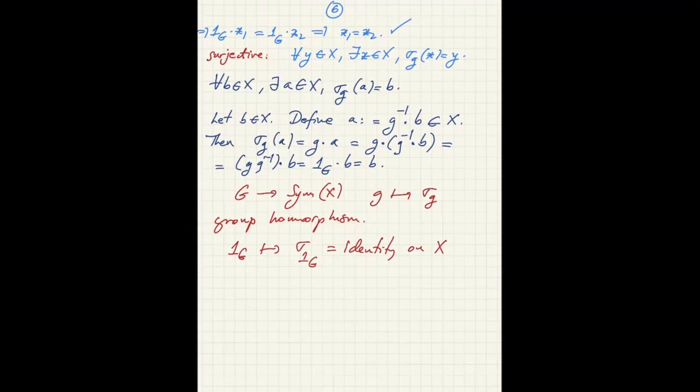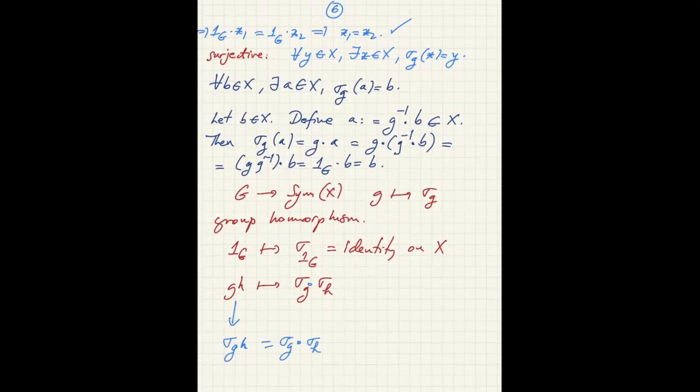And the other thing one has to show is that GH is going to get mapped to sigma of G times sigma of H. And that's not too hard, because GH gets mapped to what? To sigma of GH. And I leave it to you to show that sigma of GH actually equals sigma of G composed with sigma of H. Okay, all right, now this result has an interesting consequence, and that is the following.